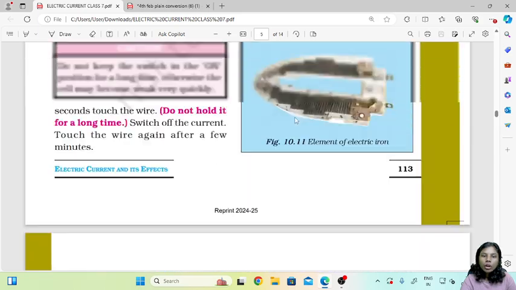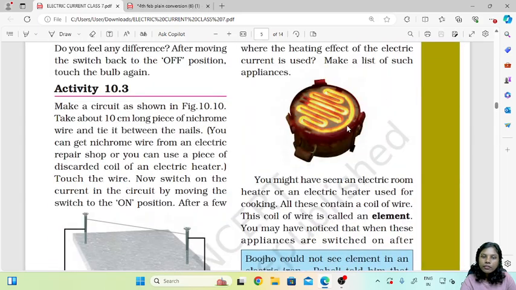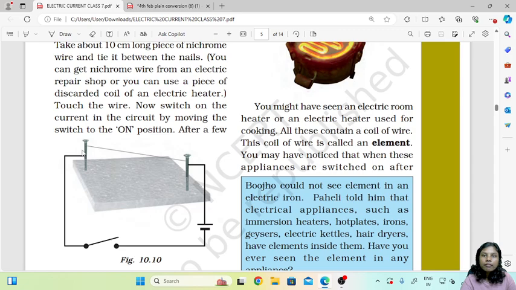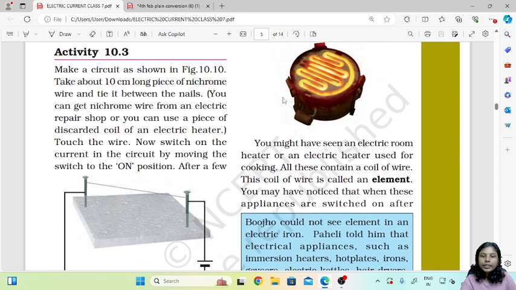So here what happens, see, here the wires that we used were very thick. So here the heat produced is also very high and therefore it becomes red hot. Here we used only one single wire. So therefore the heat wasn't so much as compared to the electric heater.